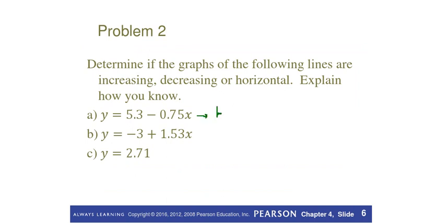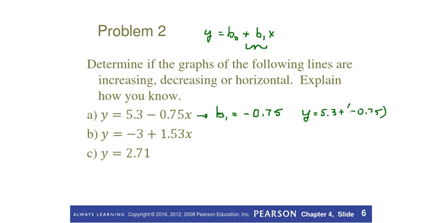In this case, our slope is B1. We use the letter B1 designation for that. B1 is equal to negative 0.75, right? How do I know it's negative? Well, remember that our model goes y is equal to B0 plus B1x. So every single time we see this, we have to say, well, how is this like that? Well, in the first case, y is equal to 5.3 plus negative 0.75 times x.